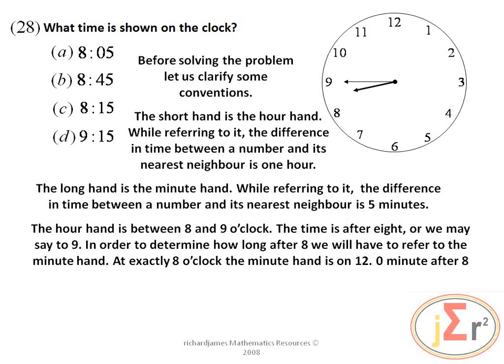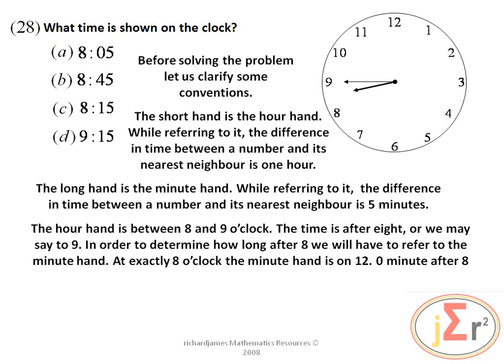In order to determine how long after 8, we will have to refer to the minute hand. At exactly 8 o'clock, the minute hand is on 12. And that is 0 minute after 8. So we know that is after 8 because this has gone past 8, but we do not know how long after 8. In order to know how long after 8, we will have to refer to the minute hand.